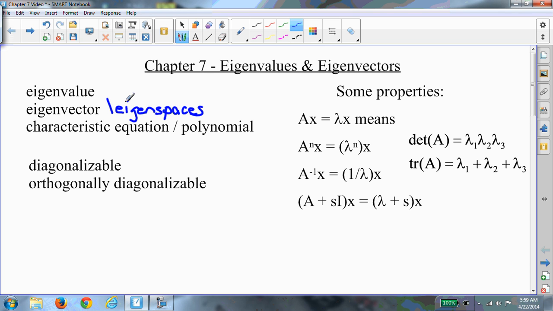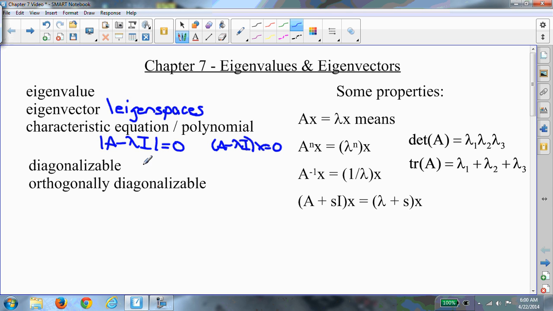Talked about the characteristic equation and the polynomial, which was used to find the eigenvalues. And the characteristic polynomial is the determinant of A minus lambda I. And then the equation is when you set that characteristic polynomial equal to 0. So that's used to find the eigenvalues, and then once you have the eigenvalues, you use the fact that (A minus lambda I)x equals 0, and set up an augmented equation to find the corresponding eigenvectors.